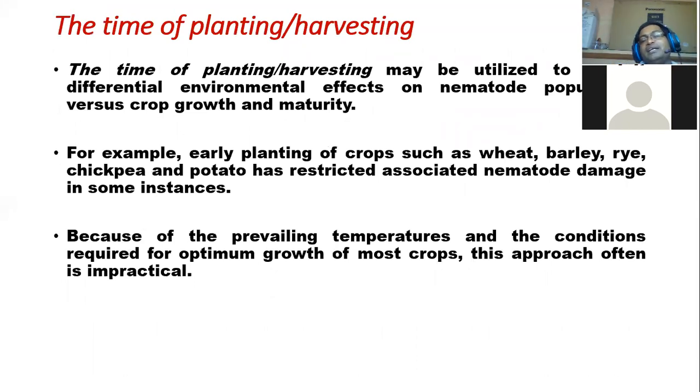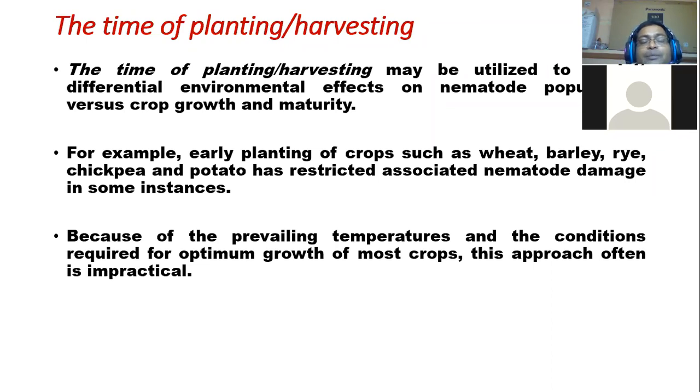Then the time of planting and harvest. I already told you about population monitoring. If you are monitoring the population, you can expect that if there is no crop in the field, the nematode population will be less. And nematodes need a certain amount of moisture and a certain temperature to multiply and survive. So if you plan your cropping calendar to be suitable for the crop but not suitable for the nematodes, you can easily escape from the nematode infestation, right?